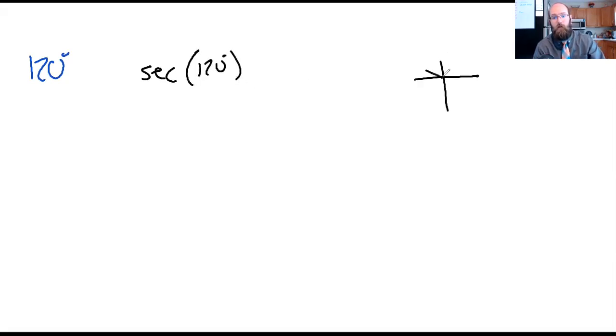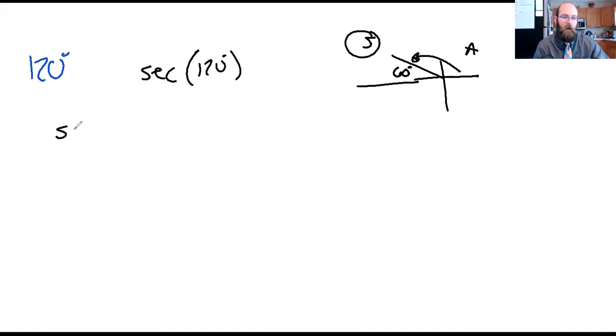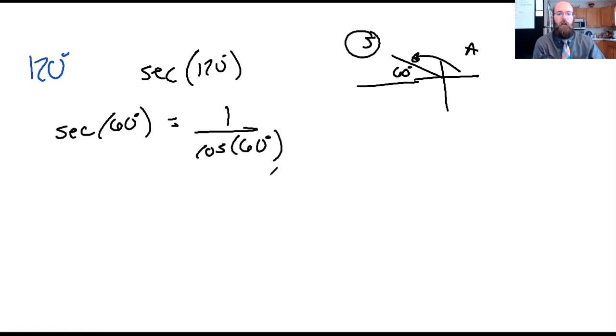I'm going to draw that picture. So it's over here. It's a 60-degree reference angle, okay, because that's what it takes to get me down to my x-axis here. And all students, so sine's positive there, everything else is negative. So that means that this secant is the same as secant of 60 degrees. And remember, secant is a reciprocal function for cosine. For cosine of 60 degrees.